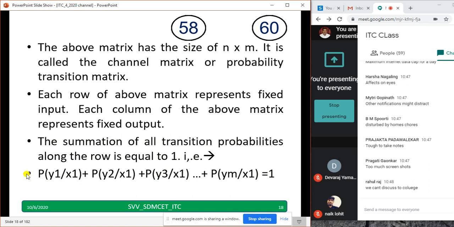This you have to copy down. At least these two lines, you can read them, and these two you have to copy down. Understand this line and copy it down. Take a minute maximum. The above matrix has the size of n cross m. Each row of the above matrix represents a fixed input. First row is x1, second row is x2, like that we have. The summation of all the transition probabilities along the row is equal to 1. Let us go to the next.